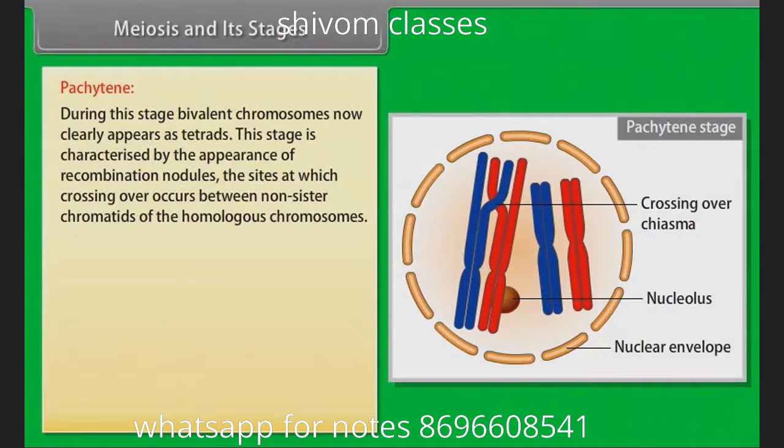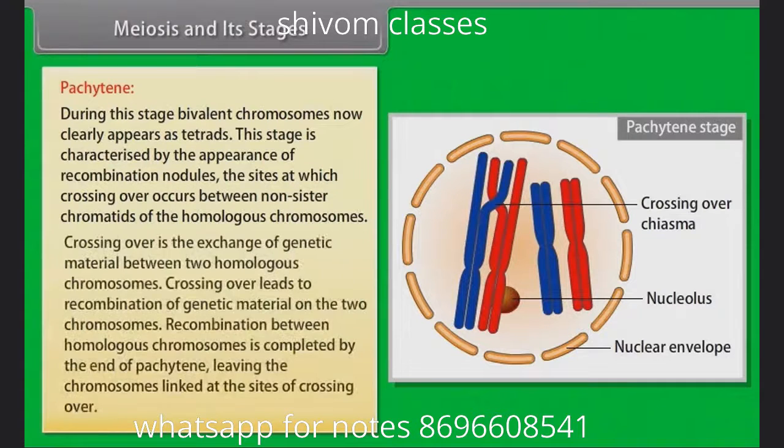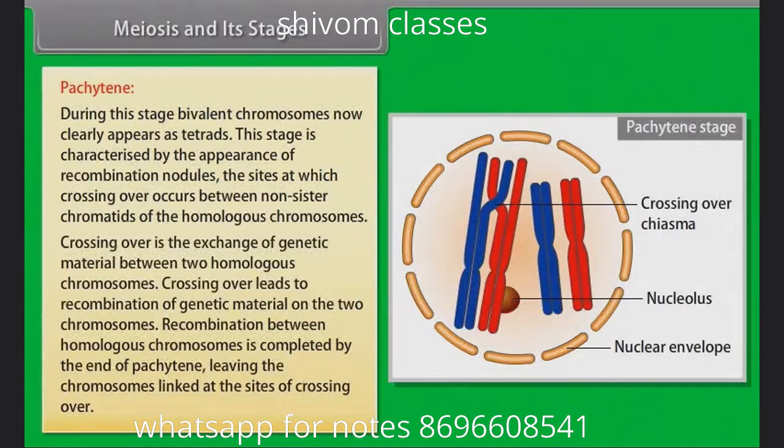This stage is characterized by the appearance of recombination nodules, the sites at which crossing over occurs between non-sister chromatids of the homologous chromosomes. Crossing over is the exchange of genetic material between 2 homologous chromosomes. Crossing over leads to recombination of genetic material on the 2 chromosomes. Recombination between homologous chromosomes is completed by the end of pachytene, leaving the chromosomes linked at the sites of crossing over.